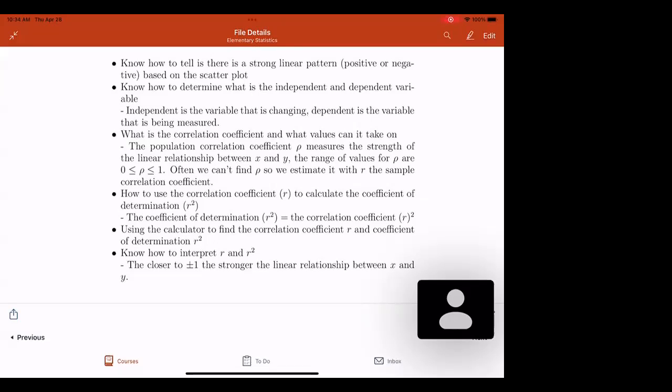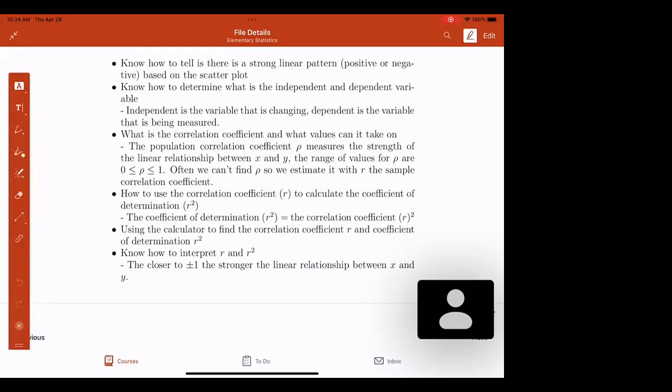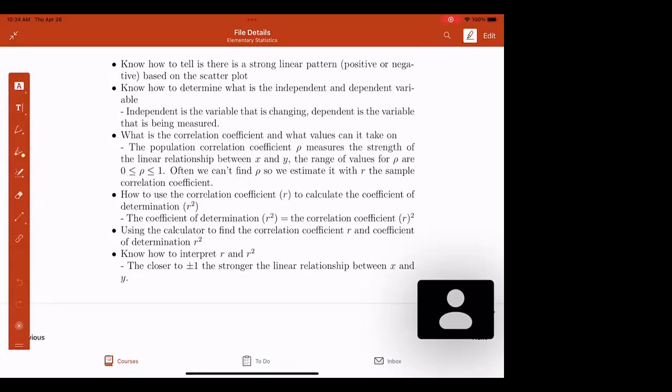Dang it, I messed up on that. It should be -1 to 1.